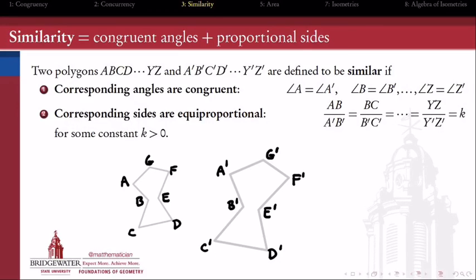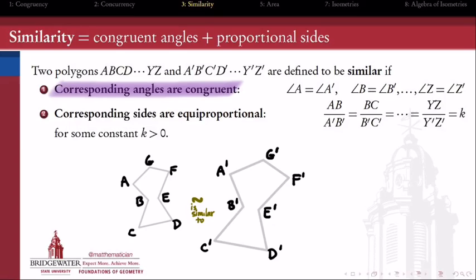So the intuition of similarity is that these are two polygons that have the same shape, but they might have a different size. The two criteria for similarity encapsulate each one of those pieces of that statement separately. First, we end up with two figures that have, quote-unquote, the same shape because the corresponding angles in these figures are congruent. The corresponding angles having the same measure gives us the same shape going from one of these to the other.